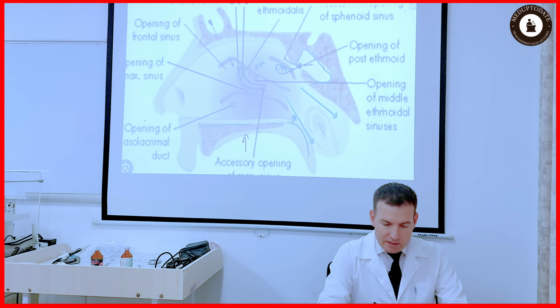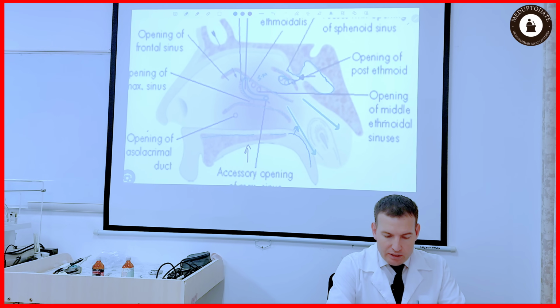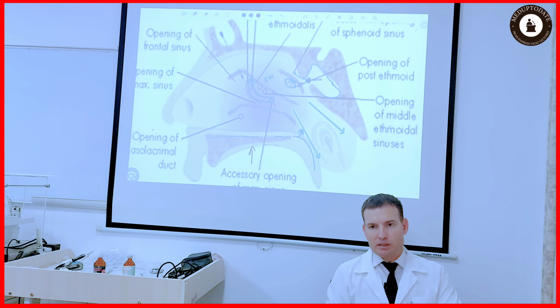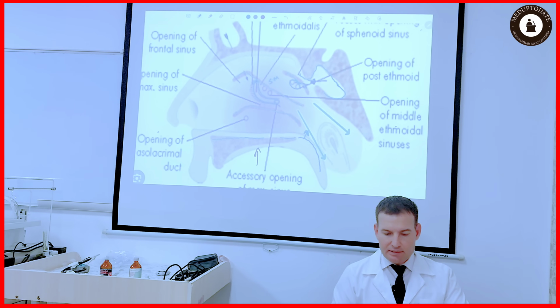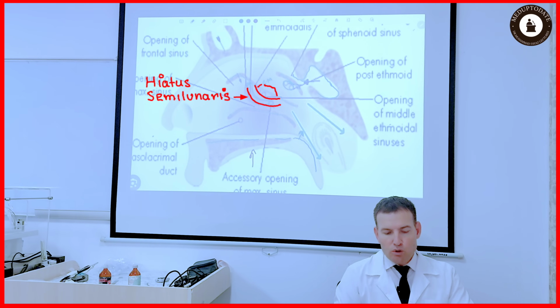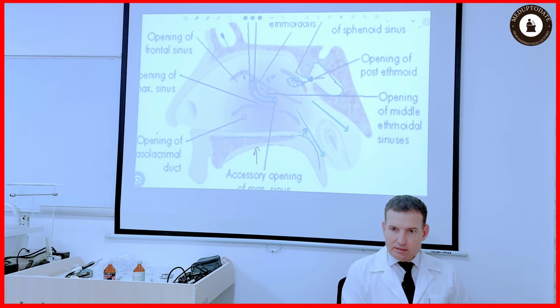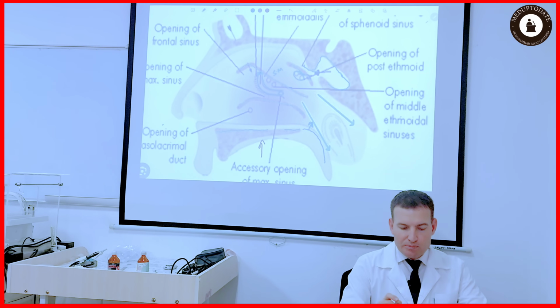When you first insert your otoscope, look for this depression. It is covered by mucosa, but it's clearly visible, and this is called the hiatus semilunaris. Why do they call it so? Because it looks like a half moon. It is covered by mucosa.